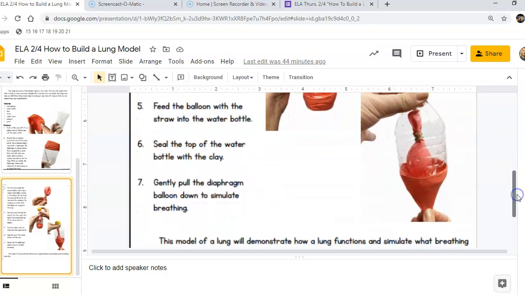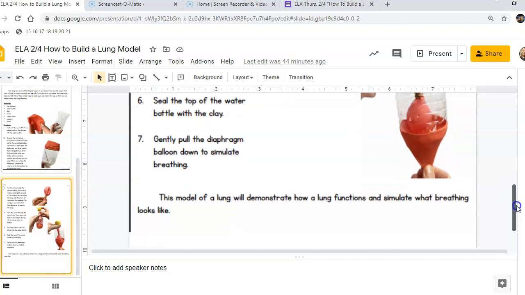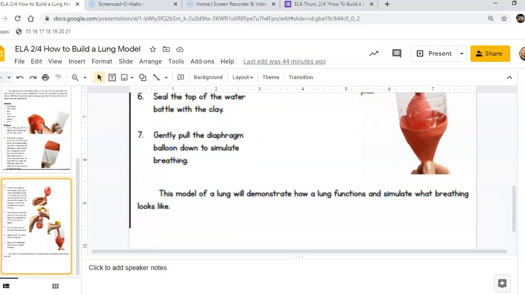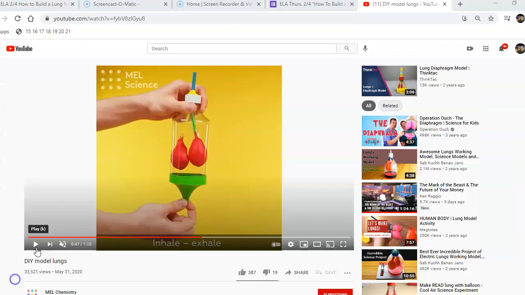Step 6. Seal the top of the water bottle with the clay. Step 7. Gently pull the diaphragm balloon down to simulate breathing. So you're going to pull on the diaphragm to get this whole system you have created here to work. The model of a lung will demonstrate how a lung functions and simulate what breathing looks like.